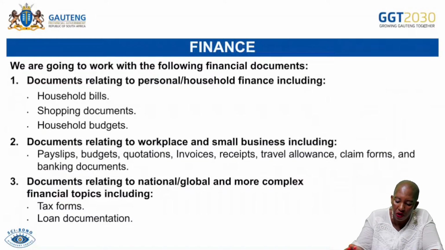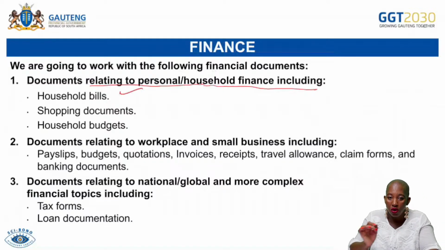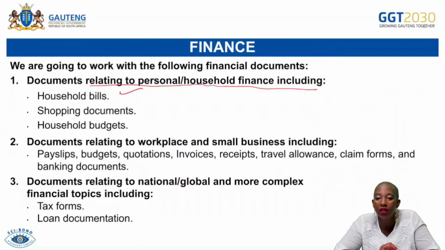We are going to work with the following financial documents relating to personal or household finances, including the household bills. The household bills are the ones that you get, like your utility bill, the municipality bill, the phone bill. Those are the household bills, for example. And then we have shopping documents, your till slip. Where do we get that till slip? After we have purchased the items in the shop, the store will give us a till slip, the one that is produced when we leave the shops.